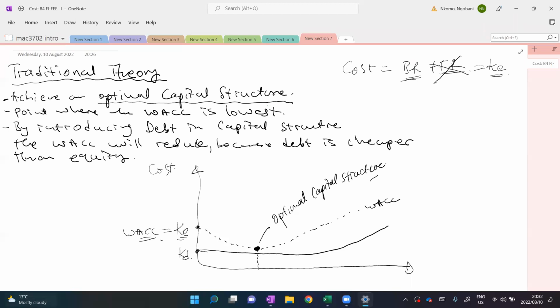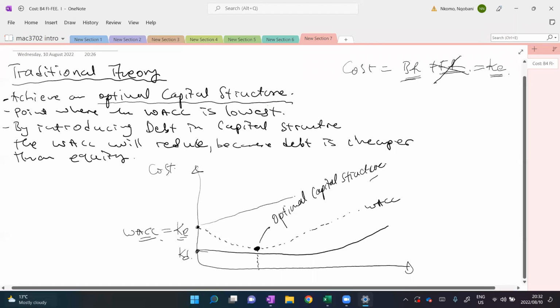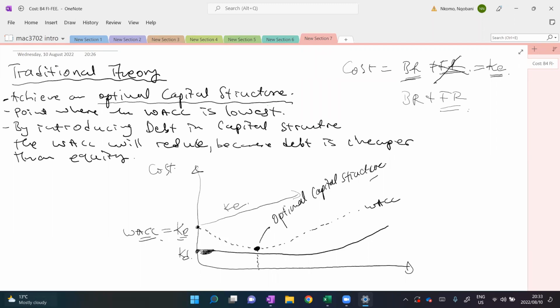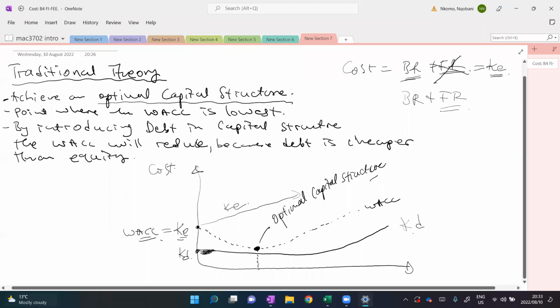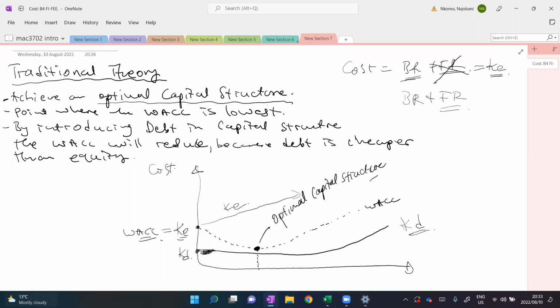Right. There's one point that I want to just emphasize. If you introduce debt in your capital structure, the cost of equity is going to also increase because you have introduced financial risk. But its increase will not be higher than the decrease of the what? The cost of debt. So that's what we'll be looking at when we are looking at the traditional theory. And that is what you are going to be using to answer all the questions on the capital structure.